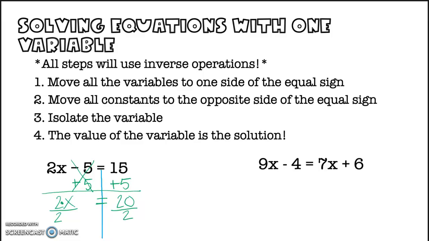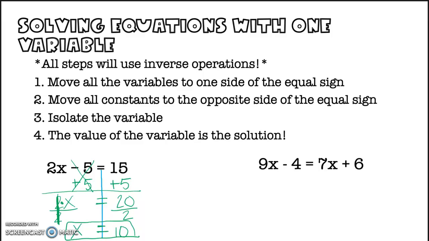So 2x divided by 2, really I could just simplify this fraction right here, 2 over 2. That leaves me with 1x, or just x. My equal sign is going to pull down, and then I have 20 divided by 2. When I split 20 in 2, that gives me 10. So I know my final answer is x equals 10. That's my solution. Alright, so let's follow the same steps on the right.